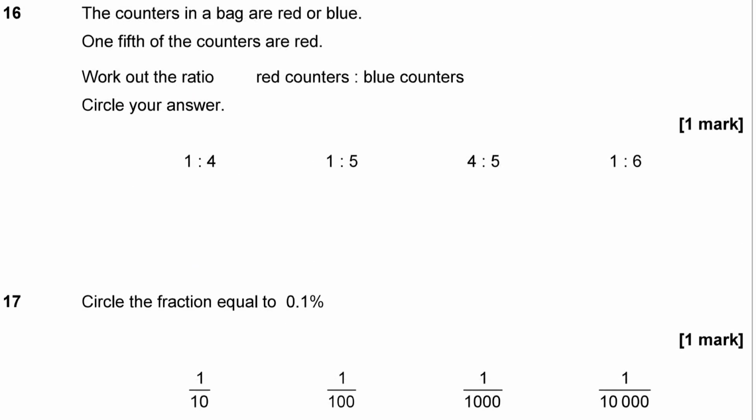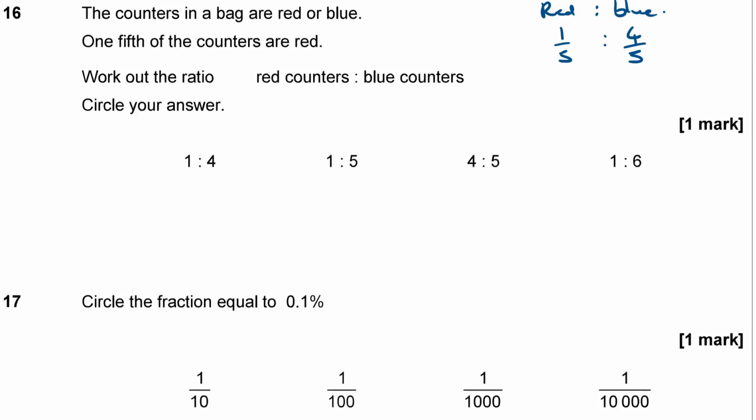The counters in a bag are red or blue. 1/5 of the counters are red. Work out the ratio of red counters to blue counters. Okay, so the ratio of red to blue, what is that going to be then? Now we're told 1/5 of the counters are red. So if 1/5 of the counters are red, what proportion is left must be blue then? So a whole take away 1/5 leaves 4/5. So that must be 1/5 red, 4/5 blue.